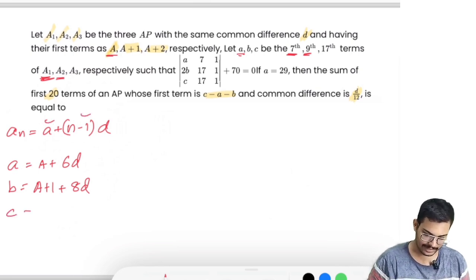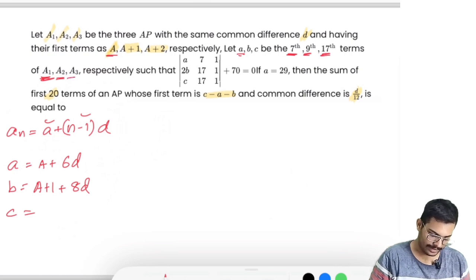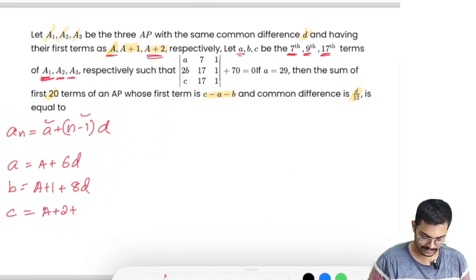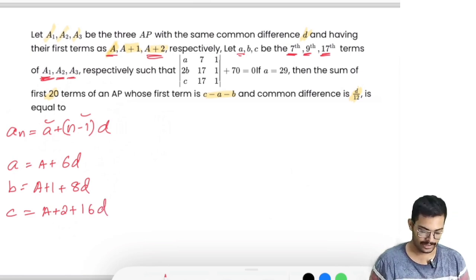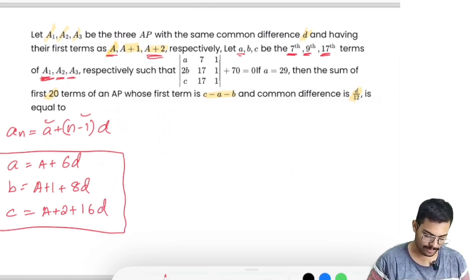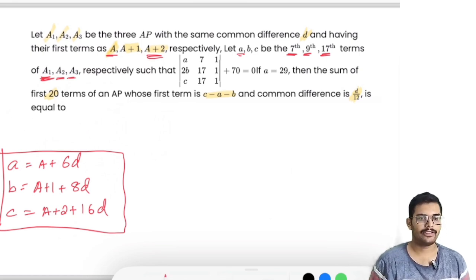Similarly, what is c? c is the 17th term of A3. What is the first term of A3? It is A plus 2, plus the 17th term means we need to add (n minus 1) into D, which is 16 times D. So we have found the values of small a, b, c respectively. Now we can put them in the determinant.